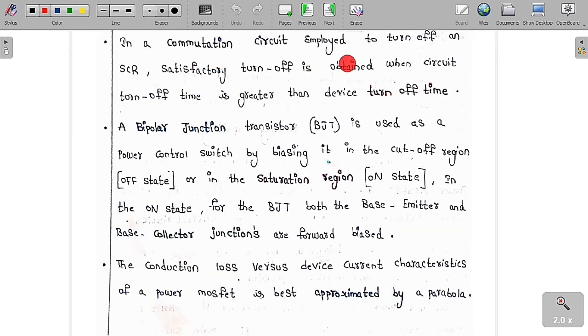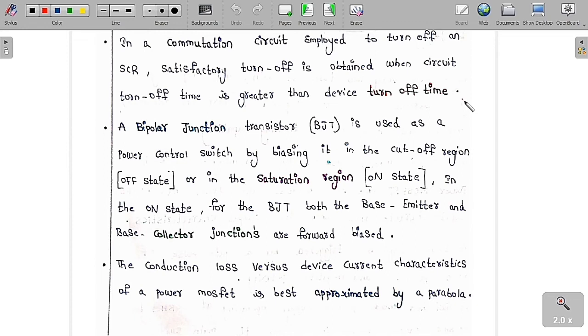In a commutation circuit employed to turn off an SCR, satisfactory turn off is obtained when the circuit turn off time is greater than the device turn off time. Suppose you want to turn off the SCR with the help of this commutation circuit, then you always need to ensure that the circuit turn off time is greater than the device turn off time. Then only we can confirm that the device is 100% turned off.